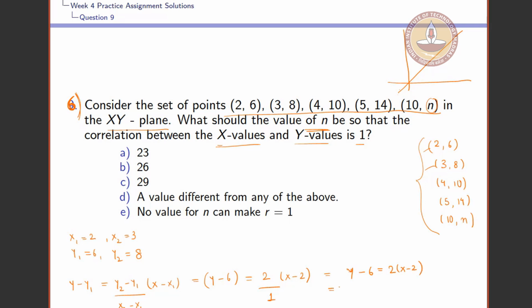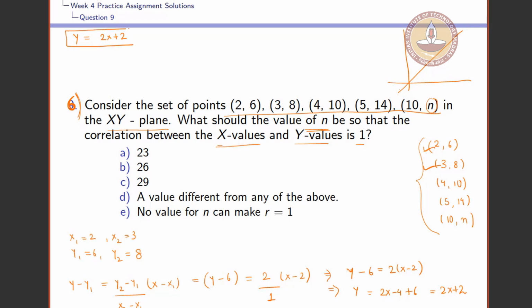That is, y is equal to 2x minus 4 plus 6, that is 2x plus 2. So this is the equation of line that we got from these 2 points (2, 6) and (3, 8). That is y is equal to 2x plus 2.